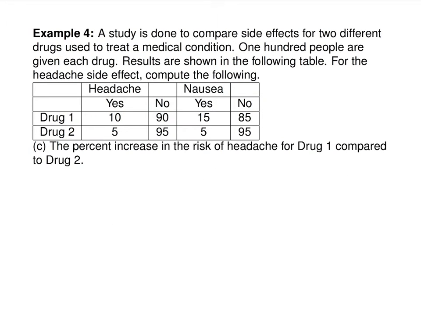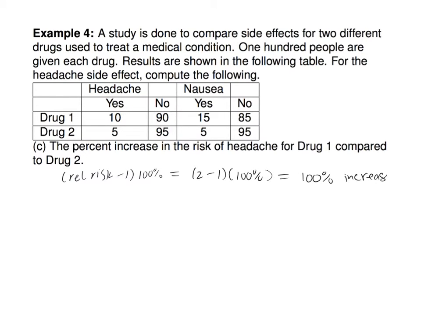All right, let's find the percent increase in risk of headache for drug 1 compared to drug 2. So to find this, we take the relative risk minus 1 times 100%, which is 2 minus 1 times 100%, which ends up giving us a 100% increase. What this really means is you have the risk for drug 2 and then plus another 100% of that risk for drug 2.